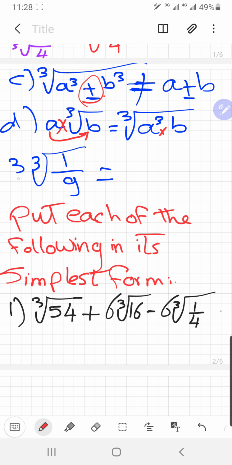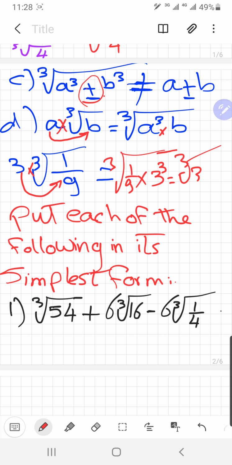Let's take an example. Here you have 3 times cubic root of 1 over 9. First of all, can I solve 1 over 9 as a cubic root? Of course not, because cubic root 9 is an irrational number. So put 3 under the cubic root, so the cubic root of 1 over 9 times 3, no, 3 power 3. So here you have 1 over 9 times 3 to the power 3. The answer will be cubic root 3.